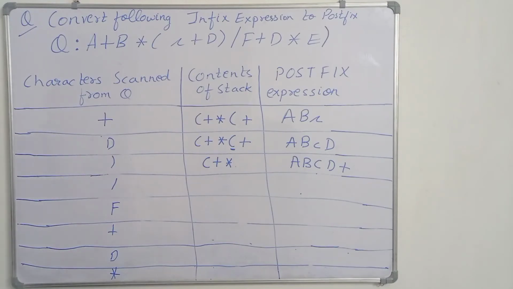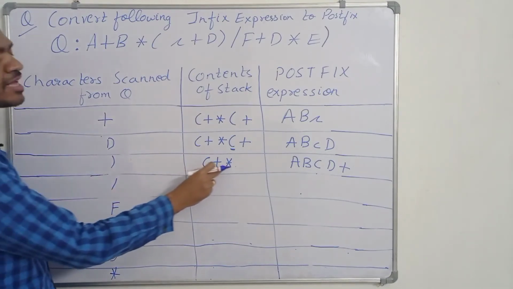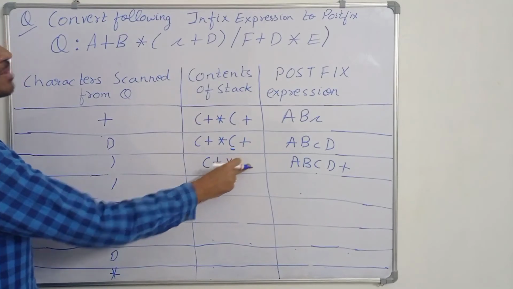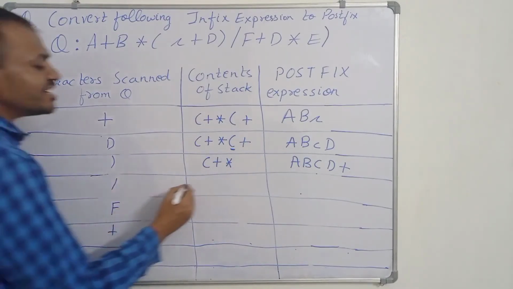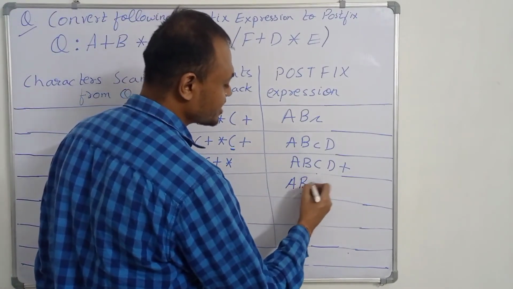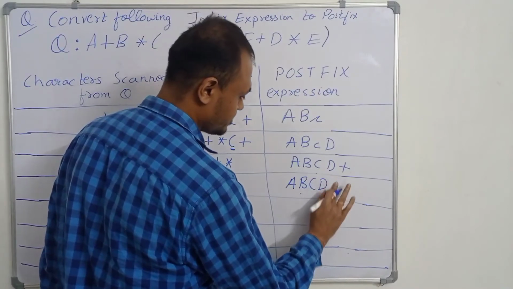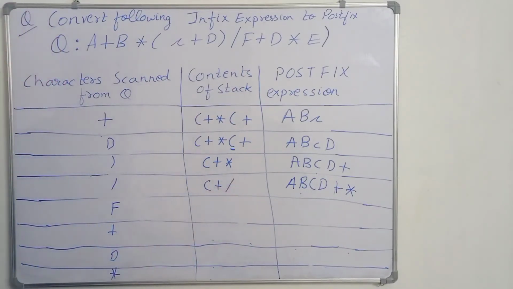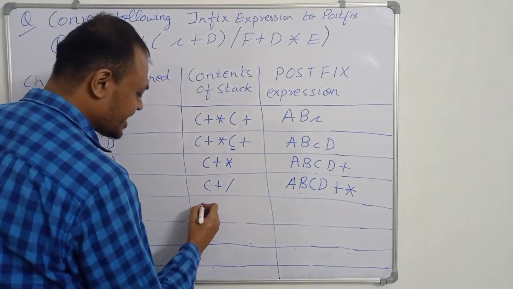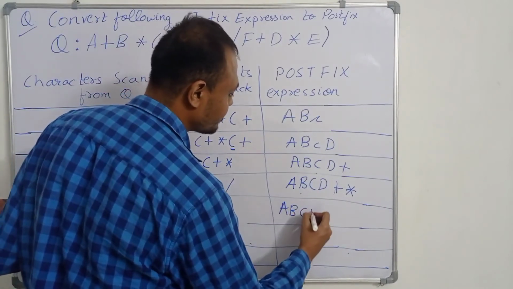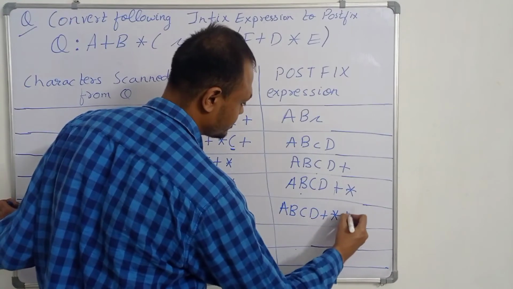Okay, so now the next sign is division. The multiplication operator has the same precedence as the division operator. So we will add the division operator here, but we will add the multiplication operator to the postfix expression, because multiplication has the same precedence as the division. So the contents of stack will now appear like this. The next is f, so we will add f to the postfix expression.